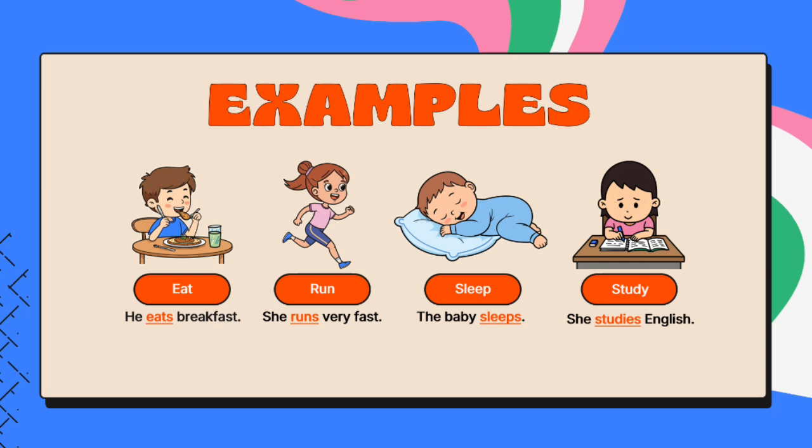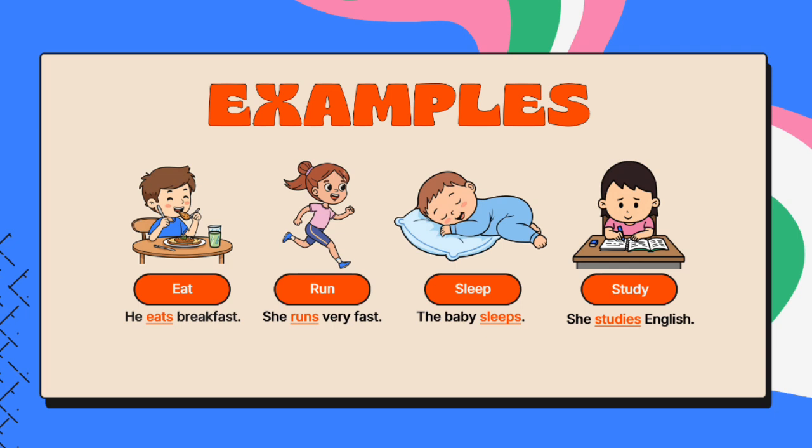For the first sentence: he eats breakfast. The verb is eats because it tells us what he does. The second sentence is: she runs very fast. The verb is runs. The third sentence says: the baby sleeps. Here, sleeps is the verb. And finally: she studies English. The word studies is the verb because it shows the action.